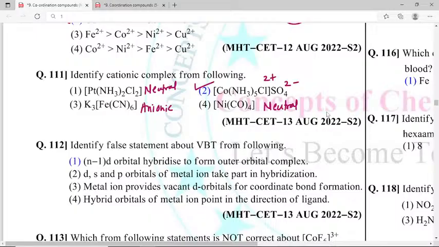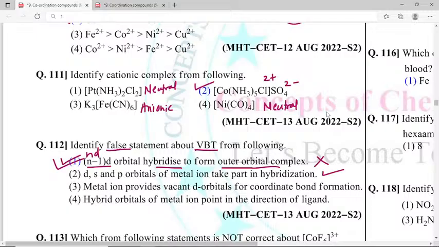Identify the first statement about the VBT, valence bond theory. (n-1)d orbital hybridize to form outer orbital complex. No, it is not correct. Not (n-1), so what should be here? nd should be here. nd. So this is your answer. (n-1)d orbital hybridize to form inner orbital complex. Inner orbital, not outer orbital. So (n-1)d, nd. dsp orbitals of metal ion take part in hybridization.